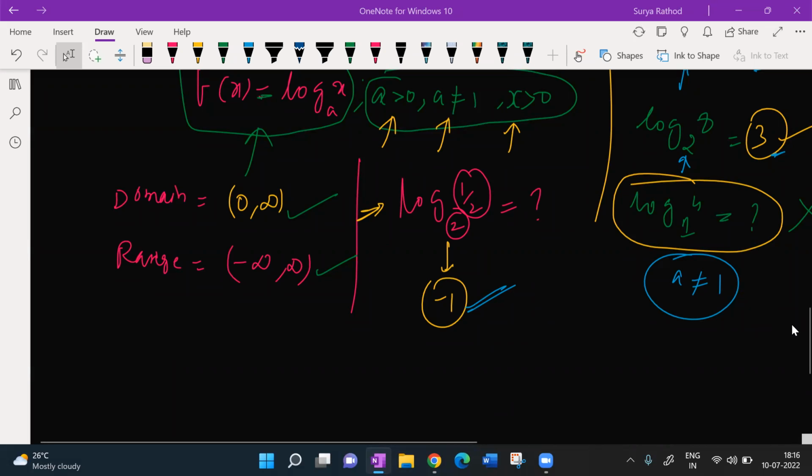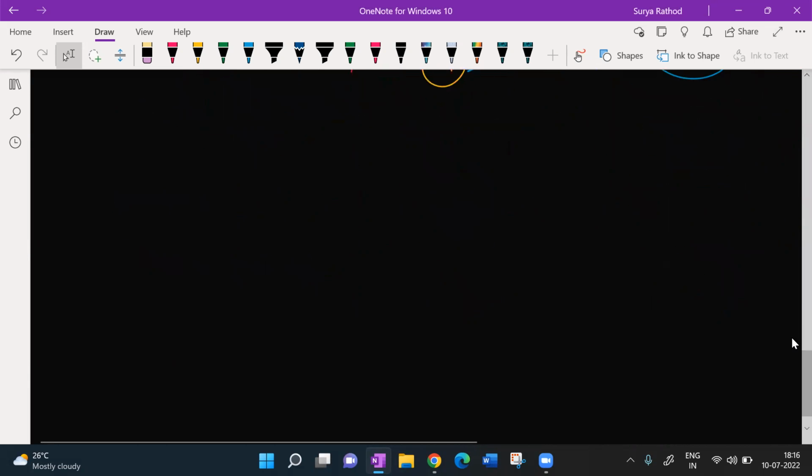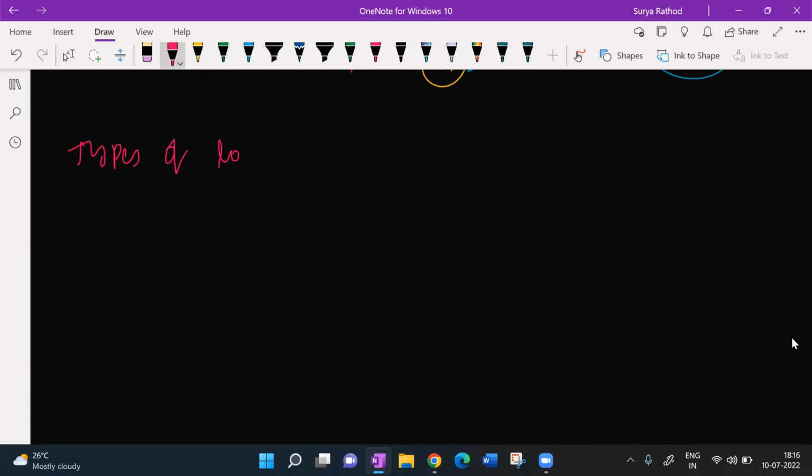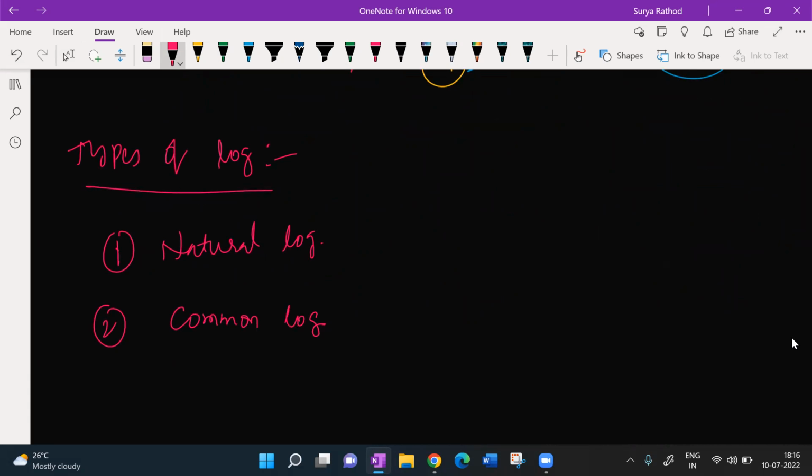Hmm. So basically, I'll tell you the types of logarithms now. What are the types? Types of log function. Because you have two types of logarithms. What are they? First one is natural log. I mean, common log. Okay. Natural log is nothing but, beta, if I have a log with base e. Log x with base e, that is a natural log. And common log is nothing but if I have a log with base 10, that is common log.